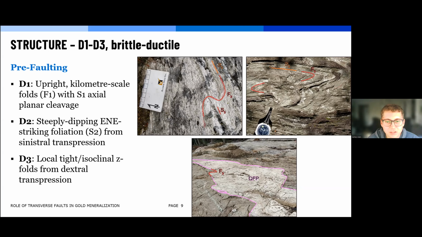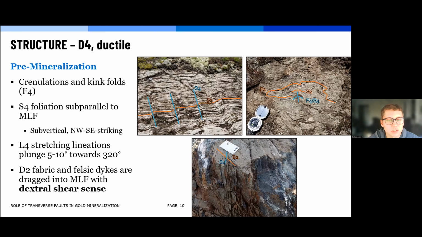And D3 is defined by local isoclinal Z folds in the S2 fabric and the contacts between quartz feldspar porphyry dikes and the Mayfield Country Rock. So these field photos show that relationship well. We can see S2 foliation being folded by F3, as well as F3 folding the contact of these QFP dikes. So we get into the structures that are directly related to the Maskinonge Lake Fault.